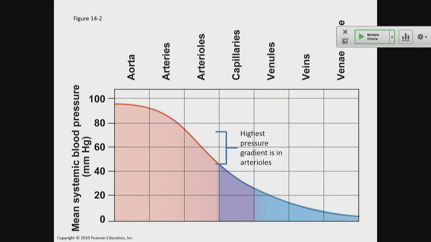You can see that the maximum pressure difference is in the arterioles. That means that the maximum resistance is also in the arterioles. I mention this because this is where the majority of the regulation of blood pressure occurs, by changing the diameter of the arterioles. I just mentioned that changing the diameter changes the resistance really substantially, and this is really the key regulatory element here.